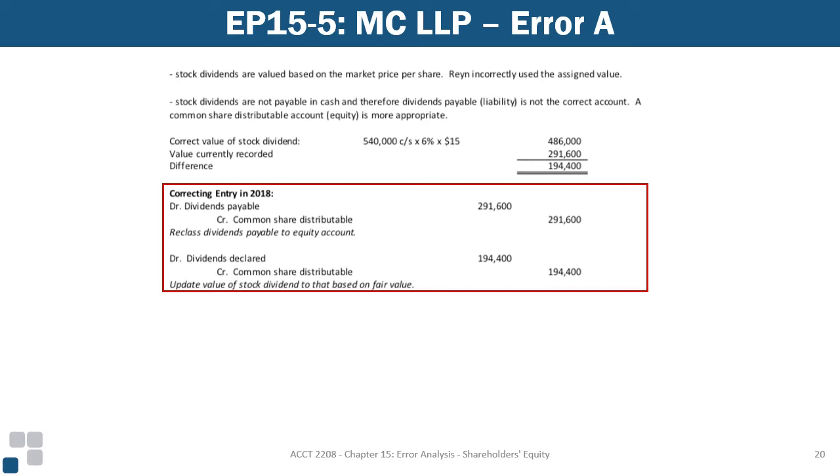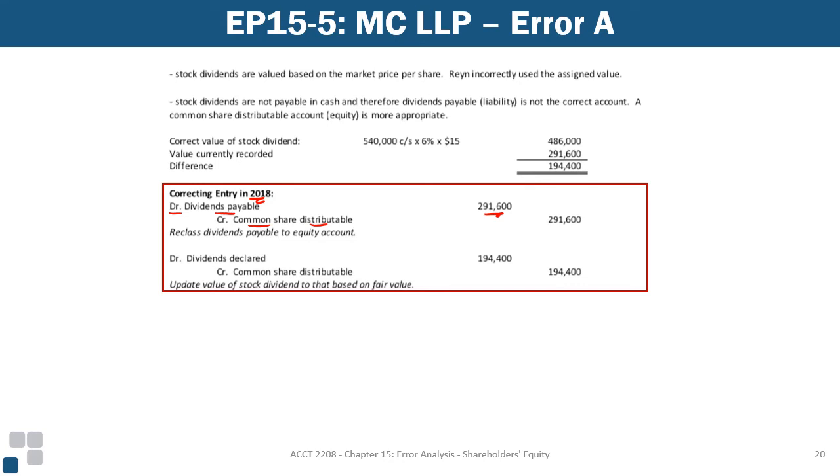So what do we need to do to fix the error? All right, so in 2018, these are all current year. First thing we need to do is debit dividends payable because the company should not have credited dividends payable because that stock dividend is not to be paid in cash. So they need to remove that balance. So debit $291,600 to dividends payable, and instead credit the common share distributable account, which is what they should have done.